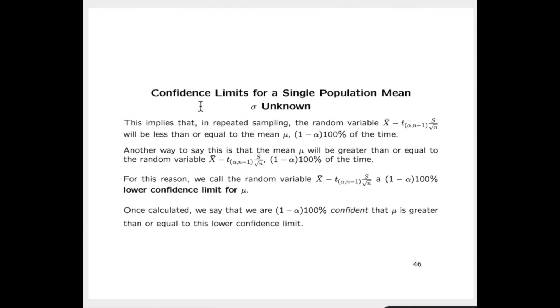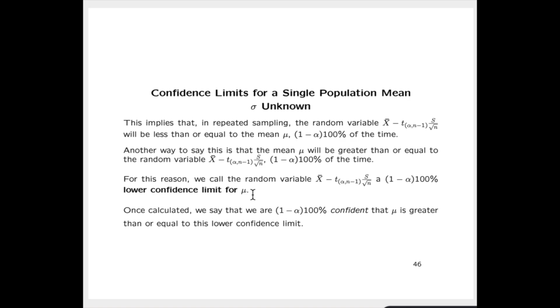If we think in terms of the relative frequency definition of probability, this implies that in repeated sampling, the random variable x bar minus t times s over the square root of the sample size will be less than or equal to the mean mu 1 minus alpha times 100% of the time. Another way to say that is that the mean will be greater than or equal to that random variable 1 minus alpha times 100% of the time. For that reason, we call this random variable a 1 minus alpha times 100% lower confidence limit for mu.